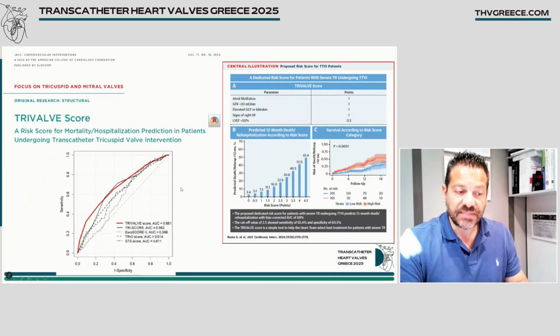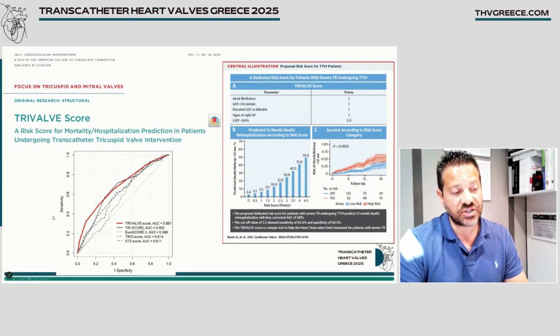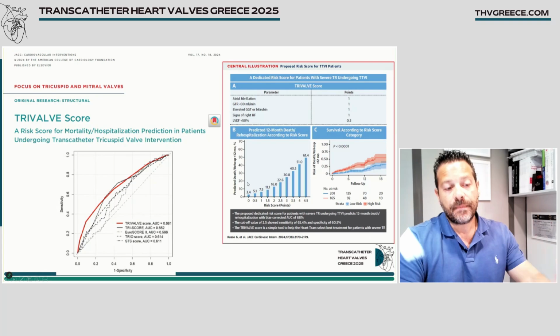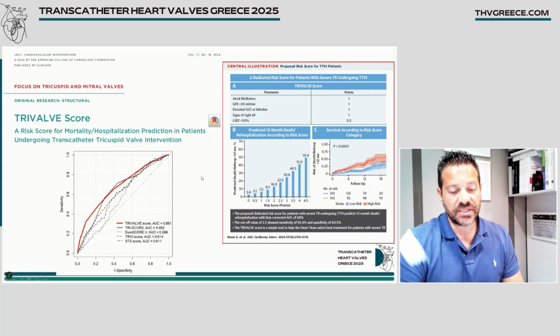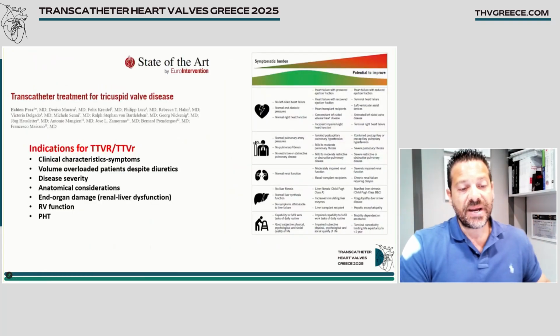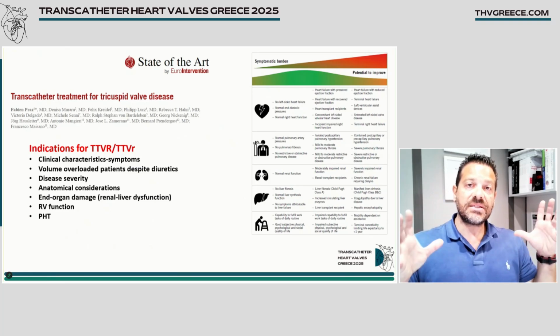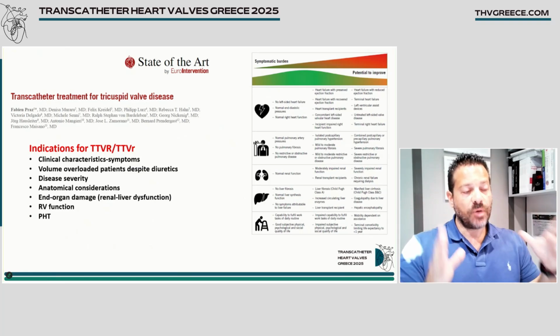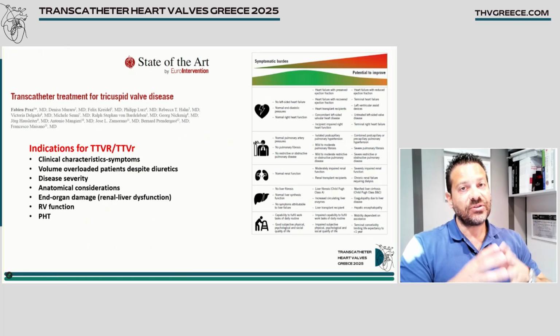For transcatheter treatment, we need to assess risk scores. This TRI-SCORE, which includes atrial fibrillation, GFR, gamma GT, right heart failure, and LV ejection fraction, has better sensitivity and specificity in comparison to the STS score or EuroSCORE for detecting outcomes and hospitalization in our patients after edge-to-edge repair. And all our patients should be symptomatic despite optimal medical treatment with diuretics, volume overloaded, and we need to check the anatomy of the valve.